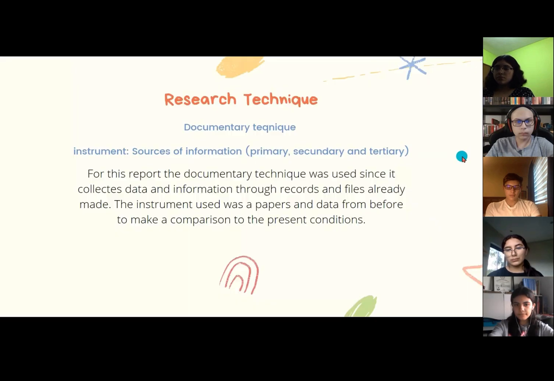The research technique was the commentary, and the instrument used was sources of information: primary, secondary, and tertiary. For this report, the documentary technique was used since it collects data and information through records and files already made. The instrument used was papers and data from before to make a comparison to the present conditions.